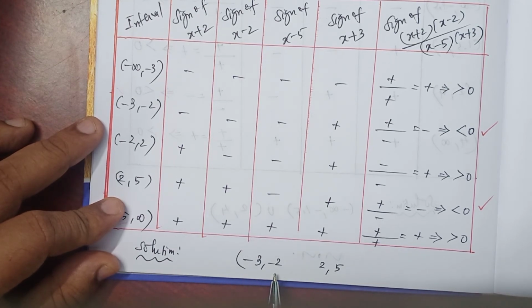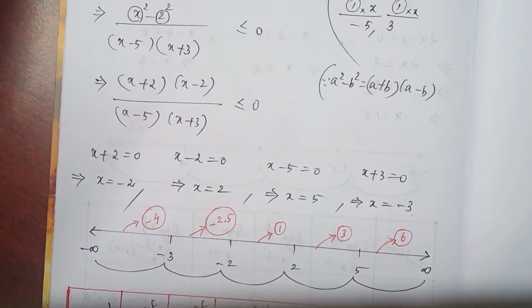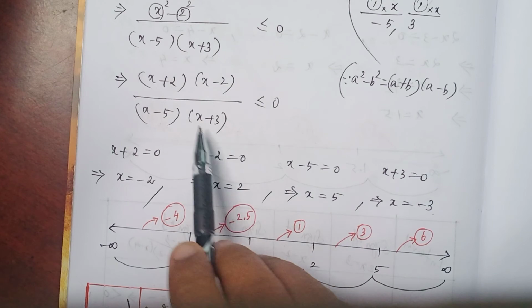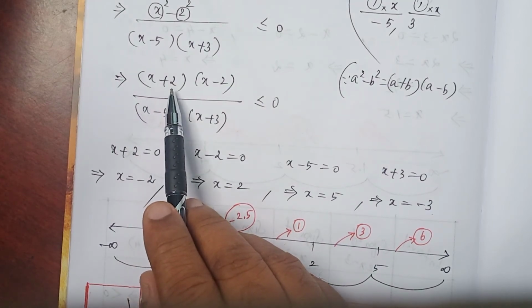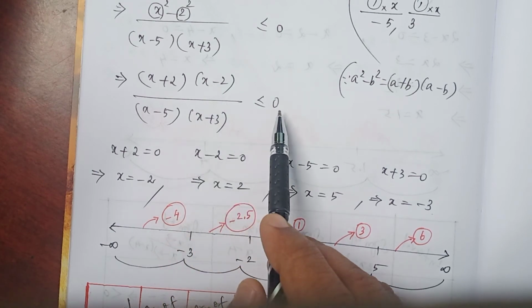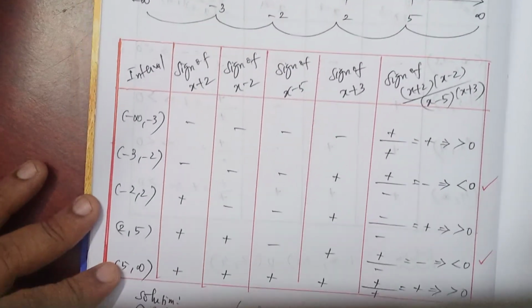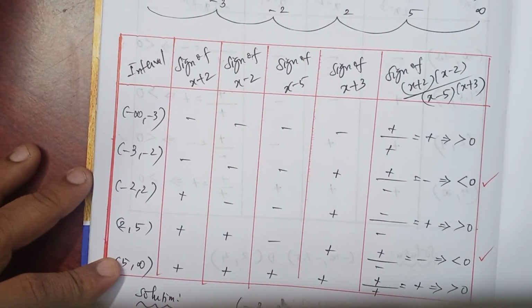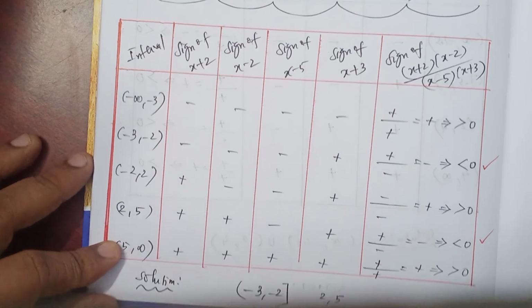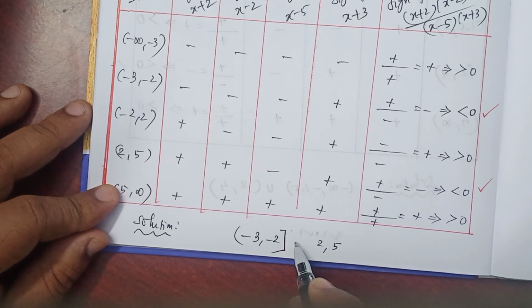Now you can go for minus 2. If we replace x by minus 2, minus 2 plus 2 is 0. 0 into anything is 0, and 0 by anything is also equal to 0. Since you are getting the value 0 by replacing x equals minus 2, minus 2 should be included. Look at the bracket: minus 2 has to be included. Put union. Now we can go for 2 and 5 one by one.